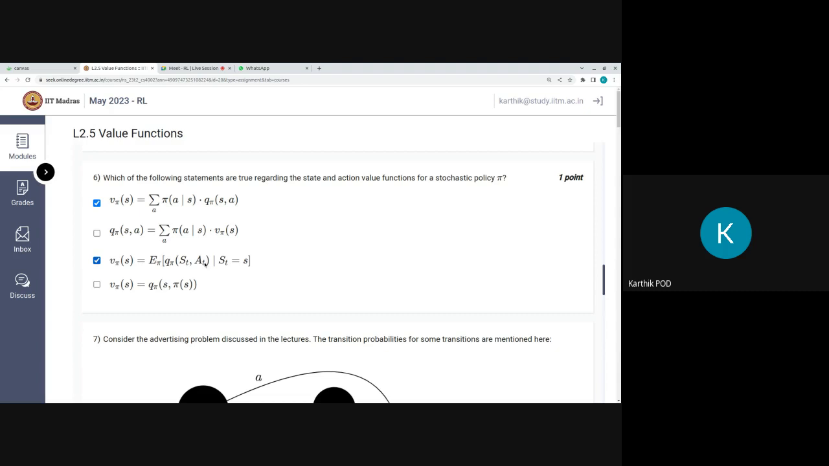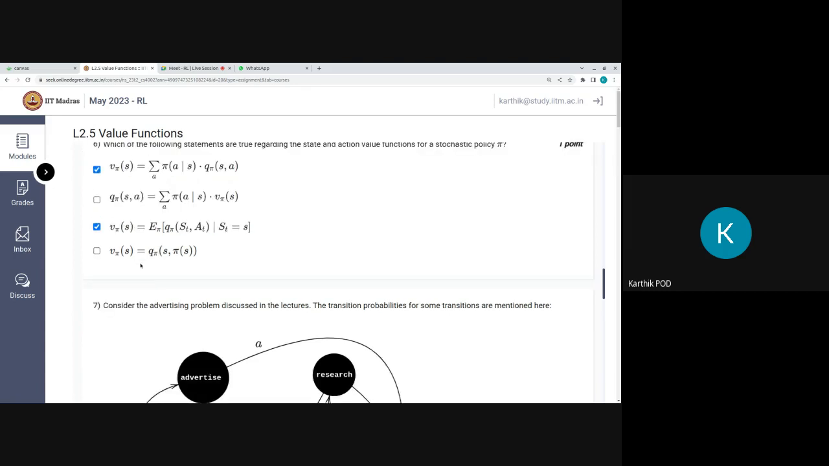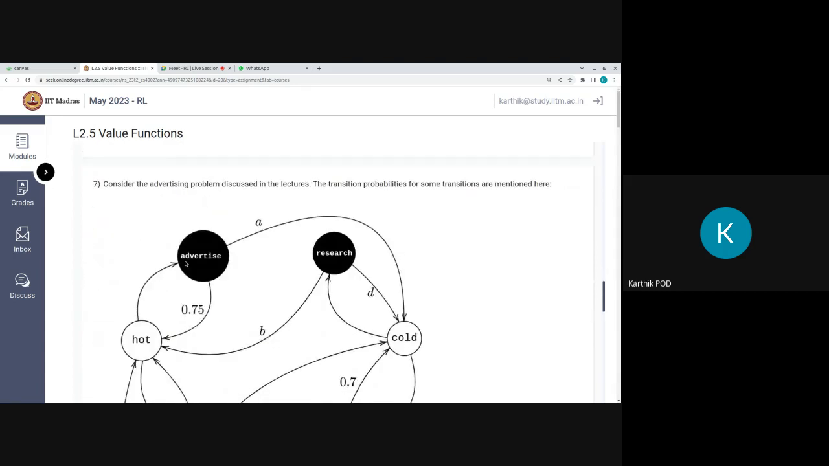Option C is correct because it's the definition of the state value function again, right? So you're fixing s, but then you have liberty to act according to policy pi, right? Therefore, capital A_t here, you treat it as a random variable. All the actions. Yeah, right. So that's what 6 is about. 7 is basically a problem discussed in the lectures.